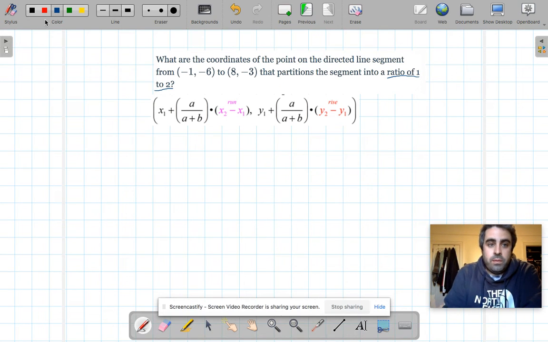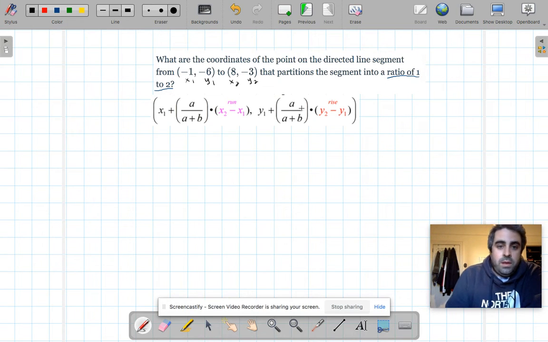So first, what we want to do here is label our coordinates. So -1, we're going to label x1. -6, we're going to label y1. 8, we'll label x2. And -3, we'll label y2. Then our ratio, we're going to label the first number A and the second number B.